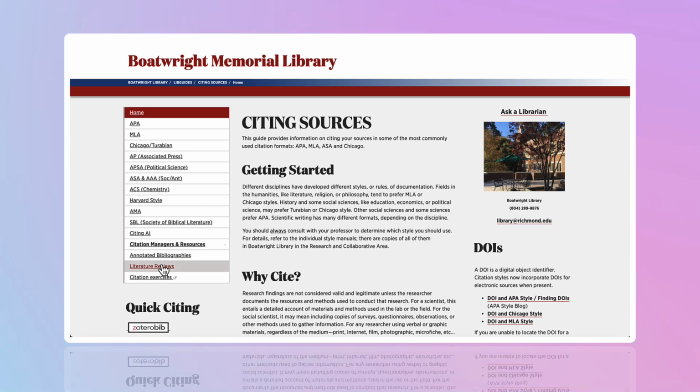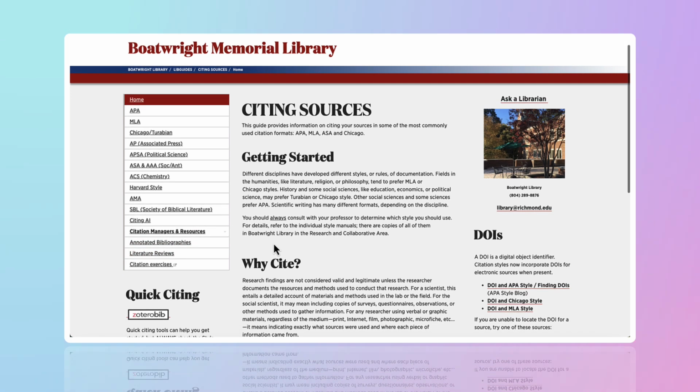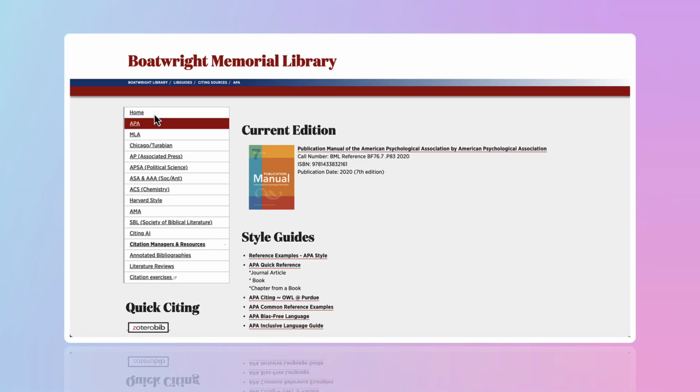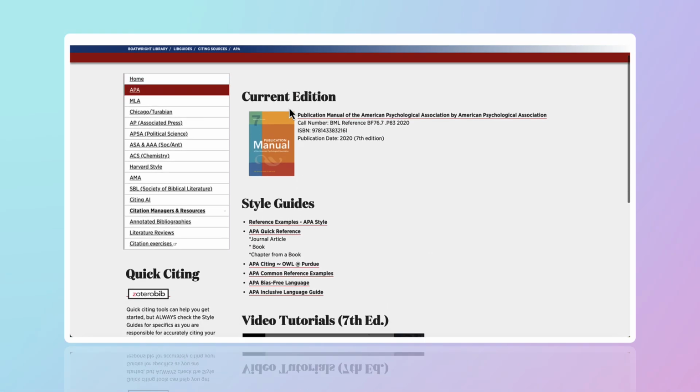So from here, you can see we have tabs for all of the major citation styles. Now let's say I wanted to double check my APA citation. I could click on APA. And if you do that, you'll see here right from the get-go on the top left, we have a link that goes directly to the publication manual by the APA, the current 7th edition. We have this in the library, and that takes you to the catalog record for that print material.